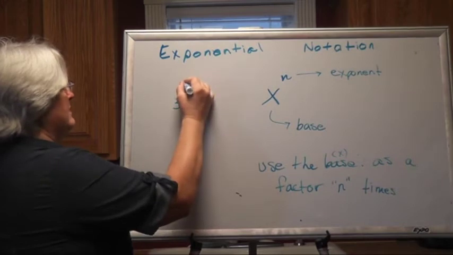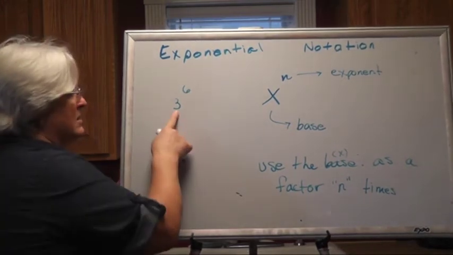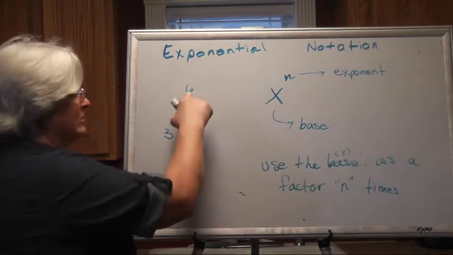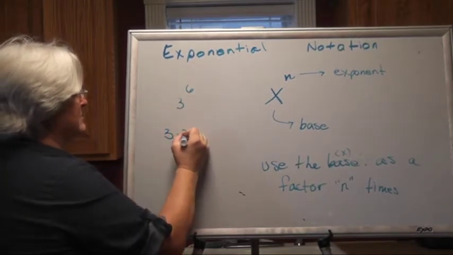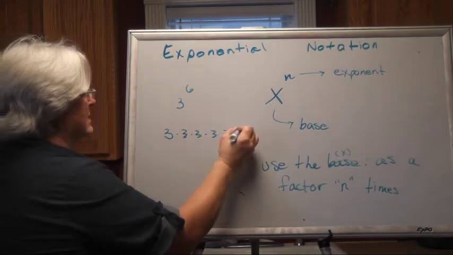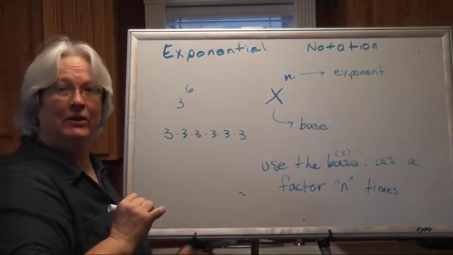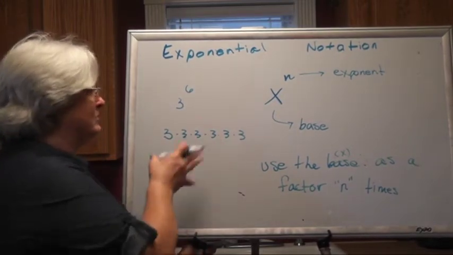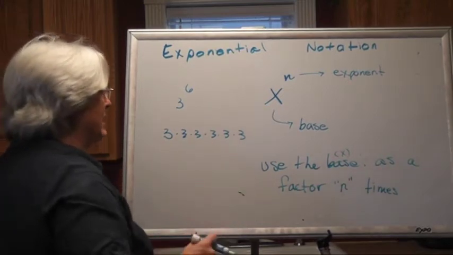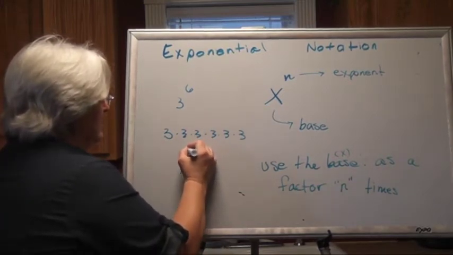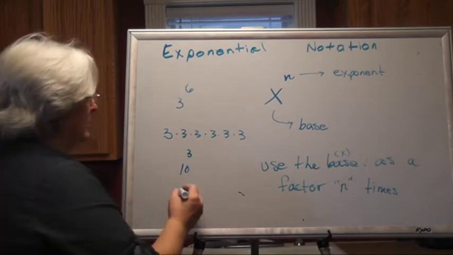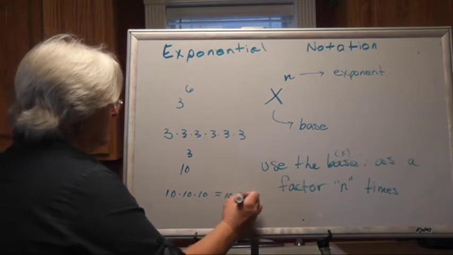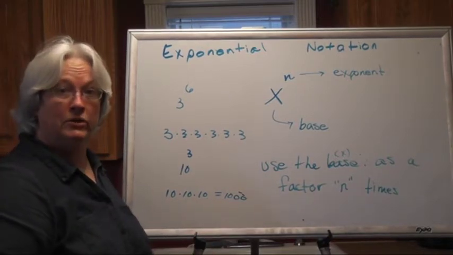So if we have 3 to the 6th, this says use the base 3 as a factor as many times as the exponent is. 3 times 3 times 3 times 3 times 3 times 3. Now, I can't tell you what that number is. That's one where you would probably end up using your calculator because we don't use 3 to the 6th a lot. But that's all exponential notation means. You read it 10 to the 3rd or 10 cubed. 10 times 10 times 10 is 1,000. That's all exponential notation is.